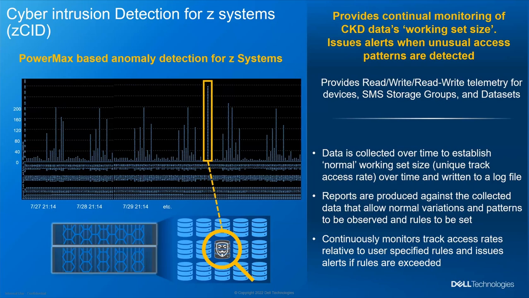So in this little picture here, this is actually a customer environment where we're showing an SMS group over several days, and we see its access patterns approaching 200 unique tracks touched per second in an hour interval.